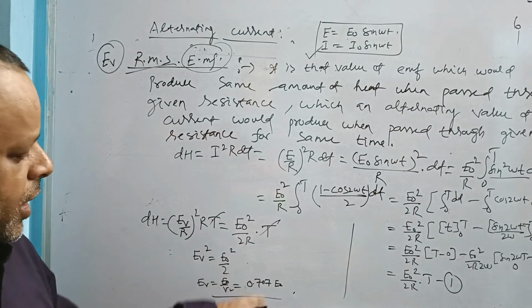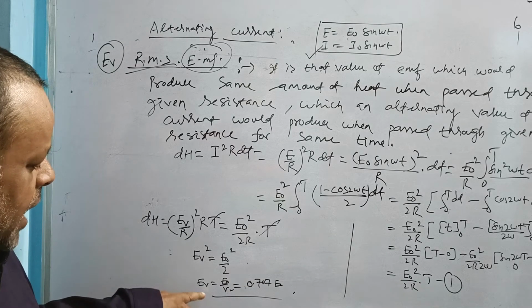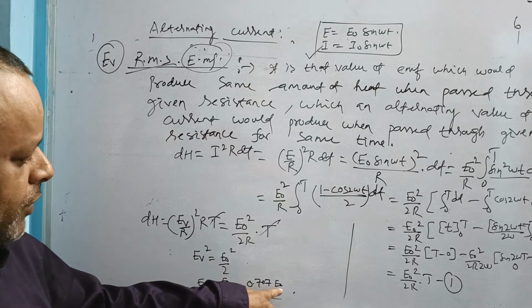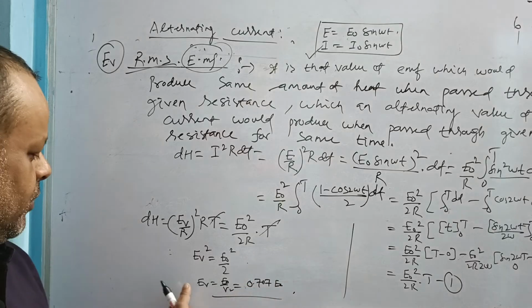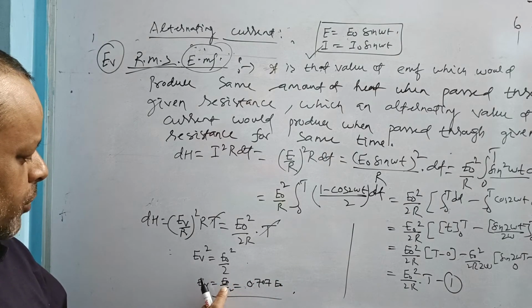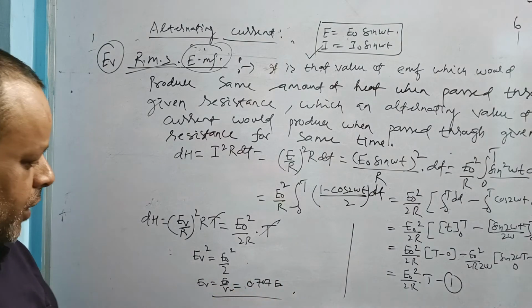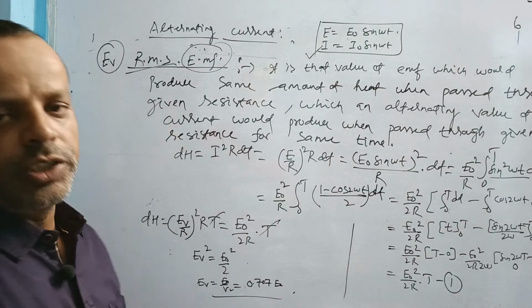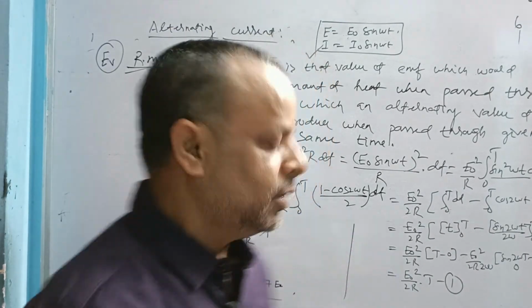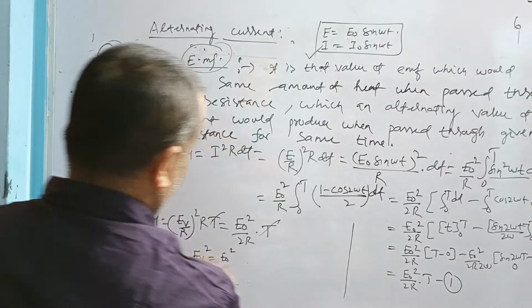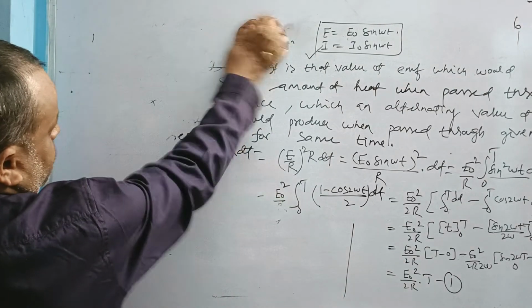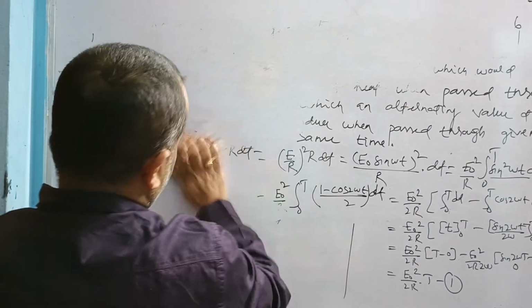It is quite similar to the RMS value of the current. In current we had IV equal to 0.707 I naught. Over here we have EV equal to E naught by root 2, or 0.707 E naught. E naught is basically the maximum value of the EMF, and EV is the RMS value.